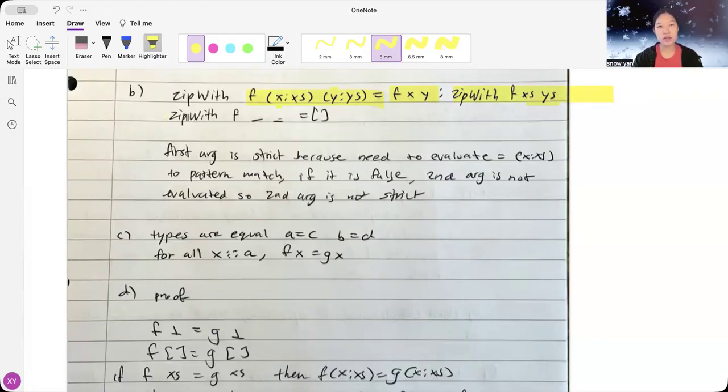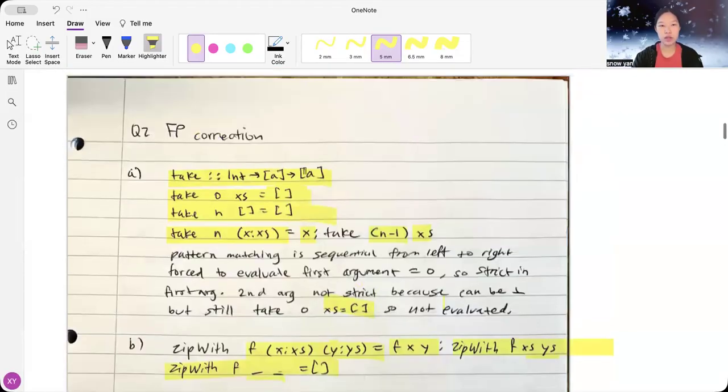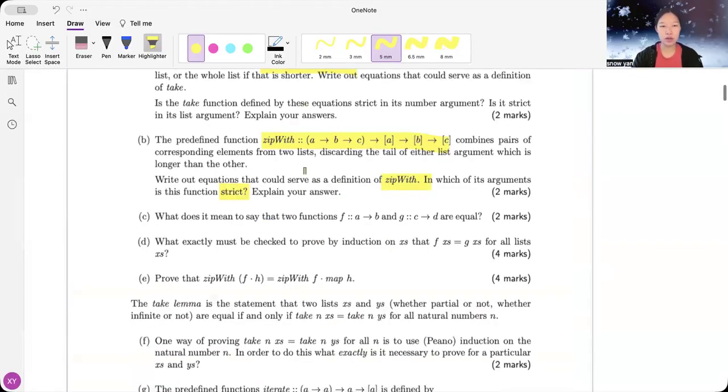And if that's not possible, then we just return an empty list, which gives us what we need. So we know that here we have to evaluate the first one, because it's sequential. We evaluate the first list and pattern match it against this. But if that fails, we would have jumped right here, where we don't evaluate anything, so the second argument is not evaluated, so it's not strict. So yeah, it's the same as before.